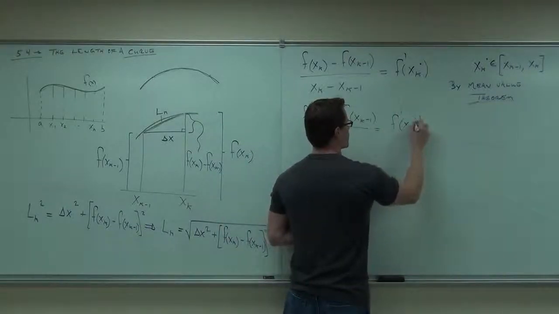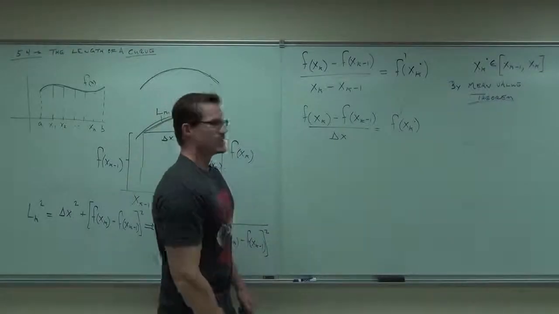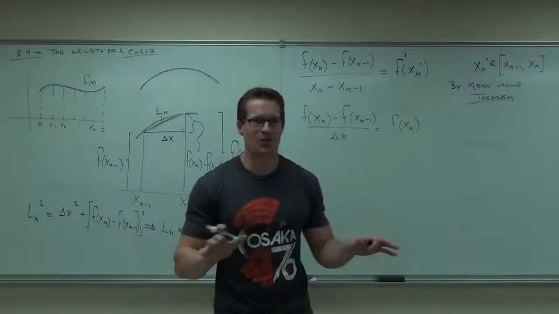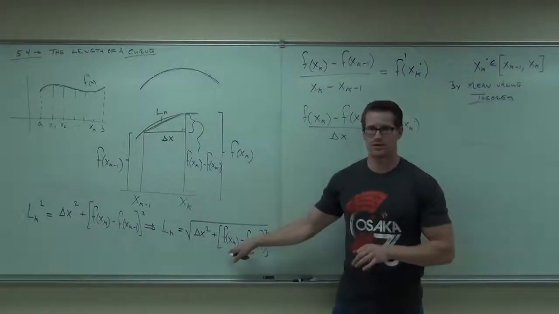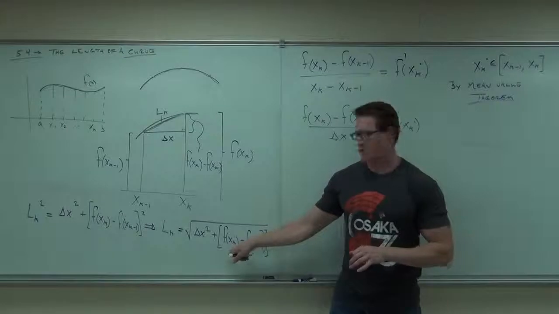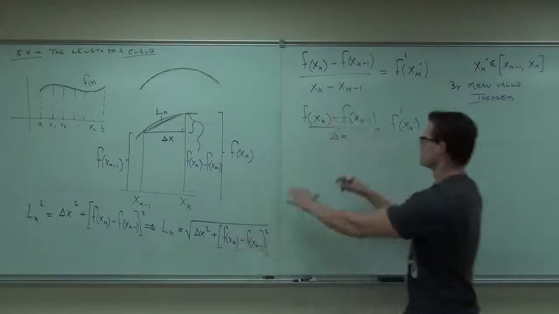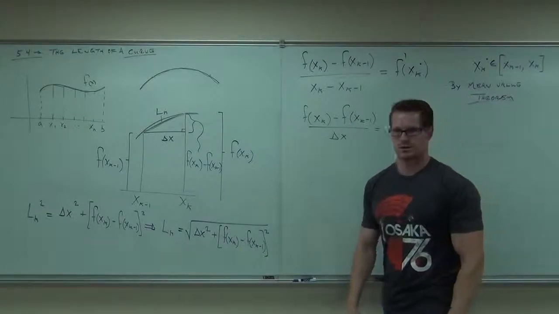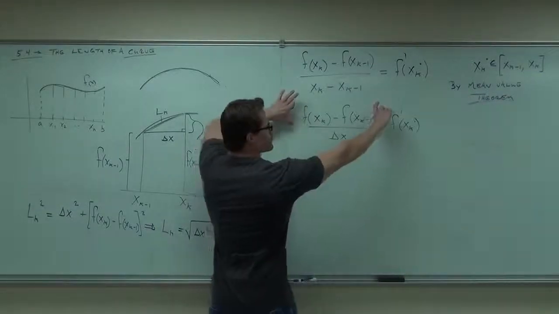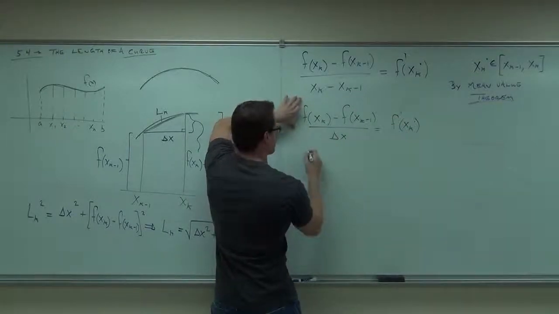Are we having fun yet? This is not fun. It's awesome. Here's my goal, by the way. You don't know the goal. The goal is this thing sucks. I want to get rid of it. That's the goal. So how do I get rid of it? Let's try to find this here. Do you see it? Solve for it. If I solve for this piece, I just multiply both sides by delta x.